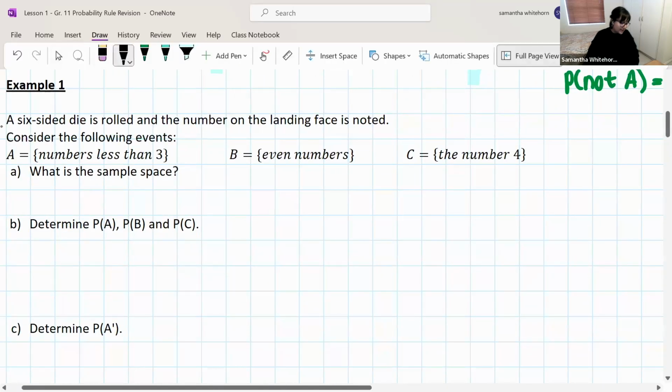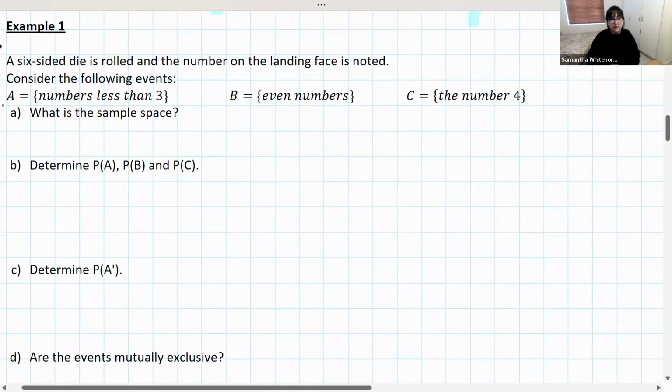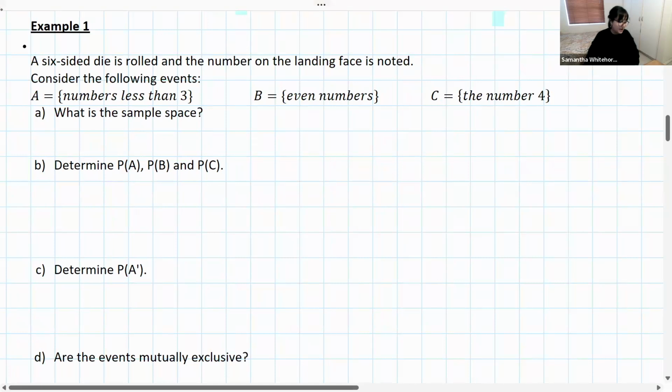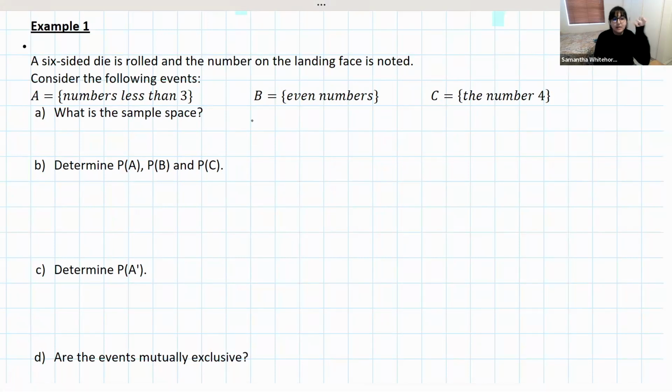We've got a 6-sided dice, whatever you prefer, it really doesn't matter. Die is technically grammatically correct for the singular. I don't care. Okay, dice, we're happy, but if you see die, it means a dice. A 6-sided die is rolled and the number on the landing face is noted. So landing face is how it lands. If it lands with a 4 up, that would be the landing face. Consider the following events. So we've got event A, number less than 3. Event B, even numbers. And event C, the number 4.